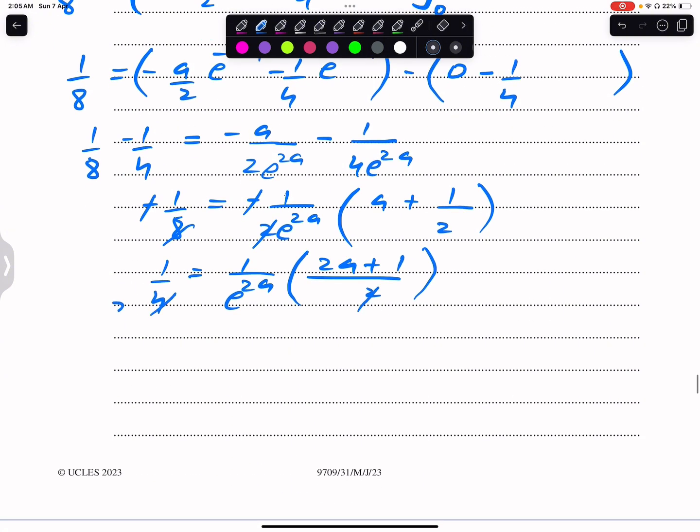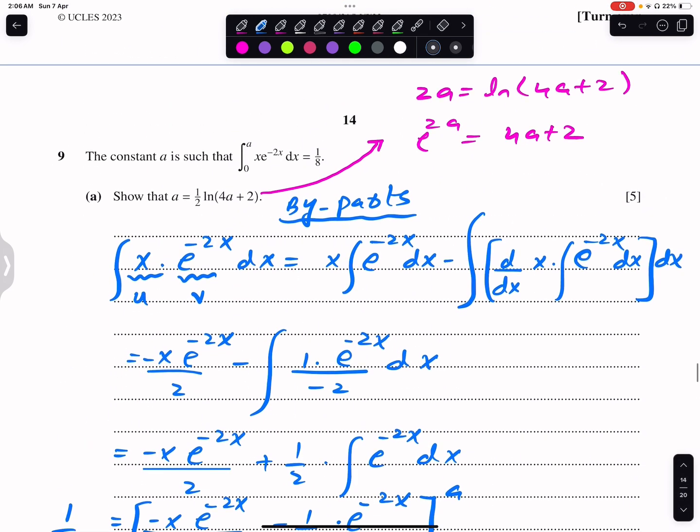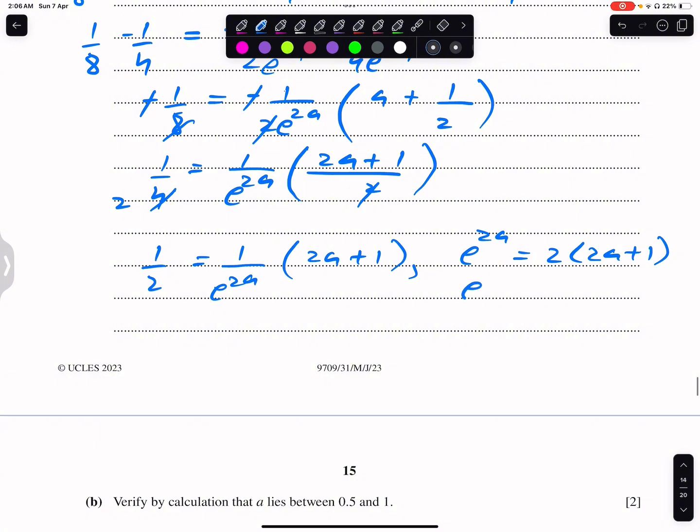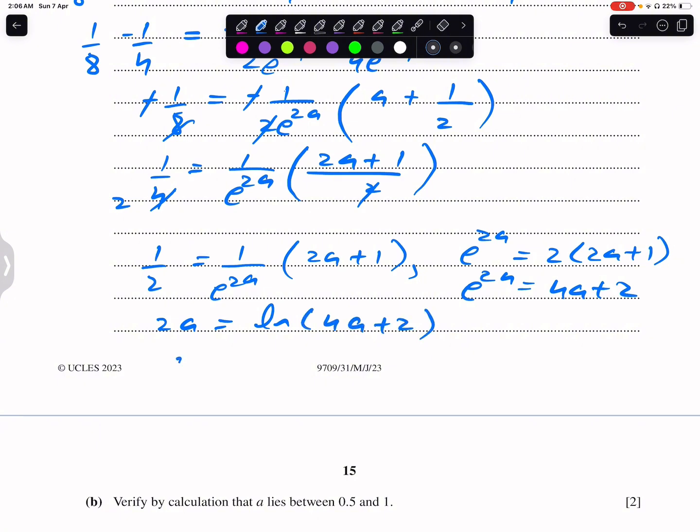Again, you can cancel out this 2. So 1 over 2 is equal to 1 over e2a times 2a plus 1. Just bring the e raised to power 2a on the other side. So e raised to power 2a is equals to 2 times 2a plus 1. Multiply 2 inside, 4a plus 2. Then take inverse or exponent ln. So 2a is equal to ln of 4a plus 2, and make a subject. So a is 1 over 2 natural log of 4a plus 2, as required.